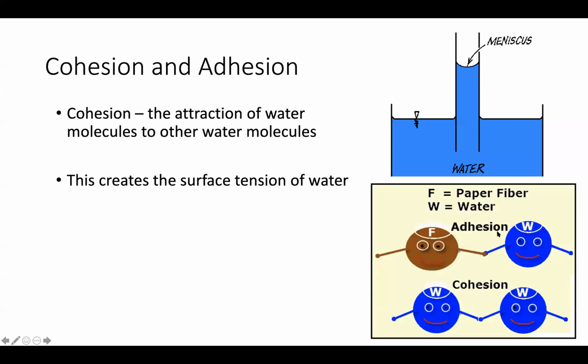So cohesion and adhesion. These are two interactions that describe the attractions of water either to other water molecules, which is cohesion, or to other things in general. If we look at this diagram on the bottom right-hand corner of our screen, we see cohesion is the attraction of two water molecules. So these are two little happy water molecules. That's cohesion. This is what is responsible for the surface tension of water.